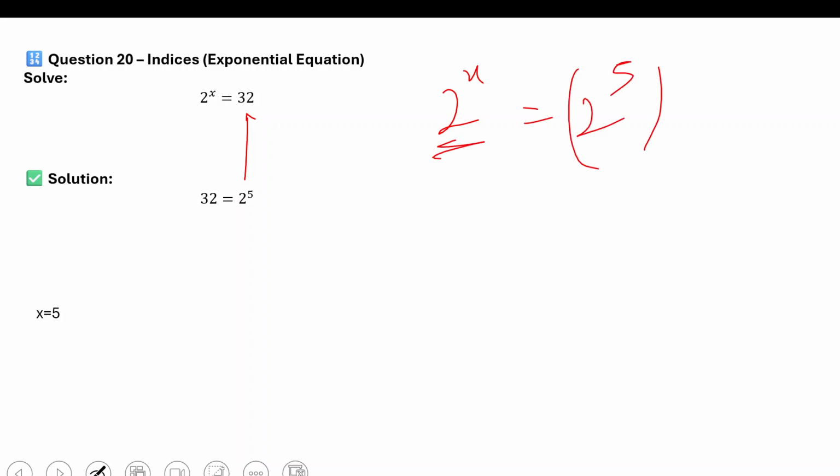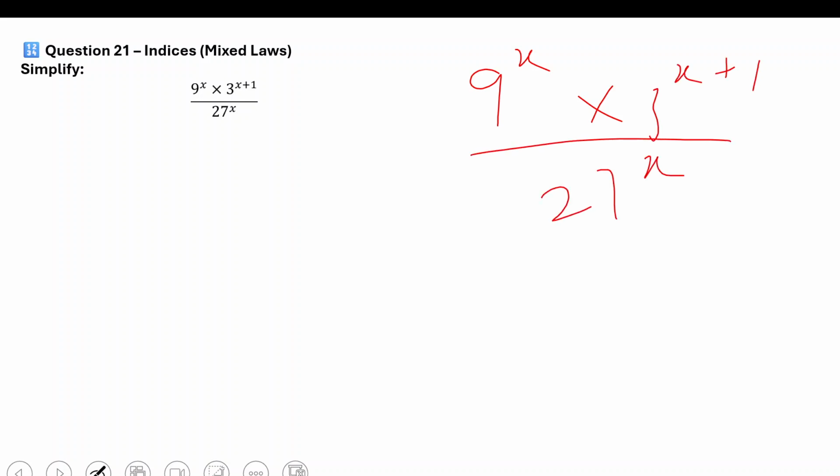Exponential equation: 2 raised to the power x is equal to 32. Okay, and 32 is expressed as 2 raised to the power 5. So we can put 2 raised to the power 5 where we see 32 here, right? So x is 5 already. x is 5 because 2 raised to the power x is equal to 2 raised to the power 5, where this one is 32. They are the same base, so just equate the powers. That's why you get x as 5, right?